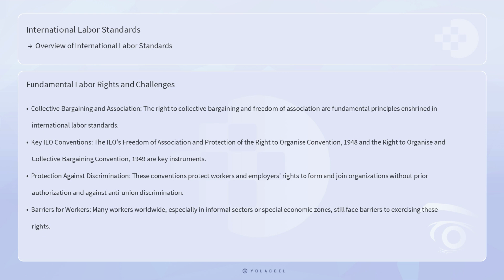Collective bargaining is a powerful tool for improving working conditions and ensuring fair treatment. Yet many workers worldwide still face barriers to exercising these rights. For example, in many countries, workers in informal sectors or those employed in special economic zones often lack the legal protections needed to form or join unions.